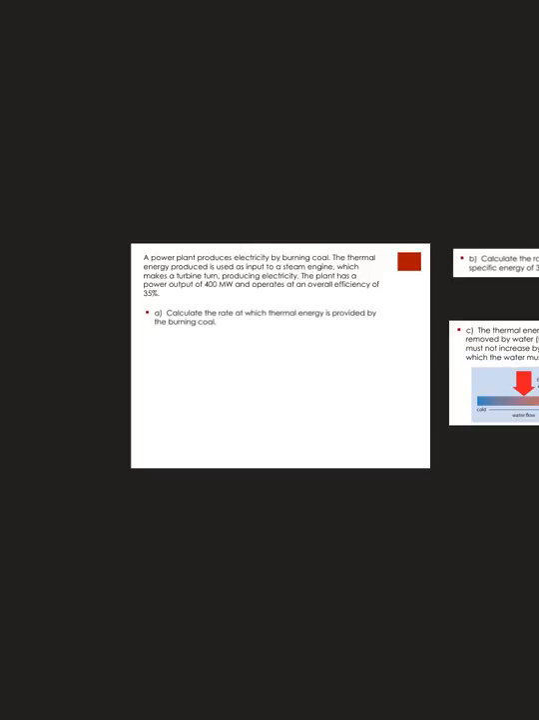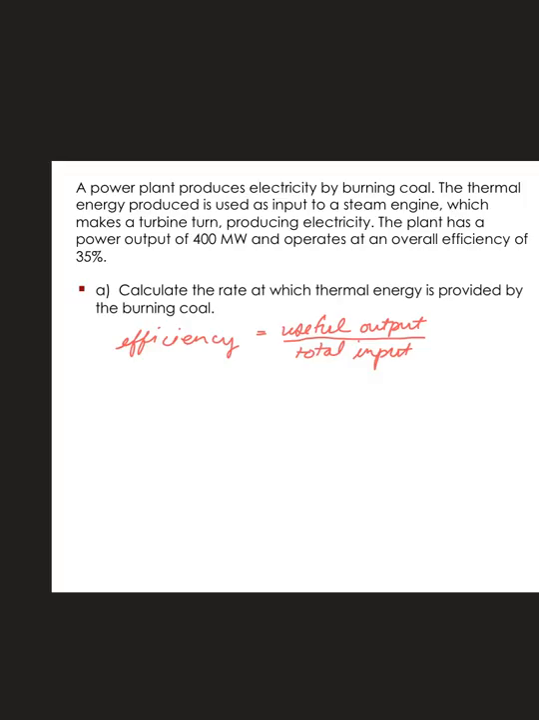Part A. Calculate the rate at which thermal energy is provided by the burning coal. Okay, so let's start with our equation for efficiency. Now, one thing I want to point out, this question says the rate at which thermal energy is being provided. Rate of energy, that would be the power. We can use this efficiency for useful output power over total input power, or we could be using it for energy. So let's put in our values.